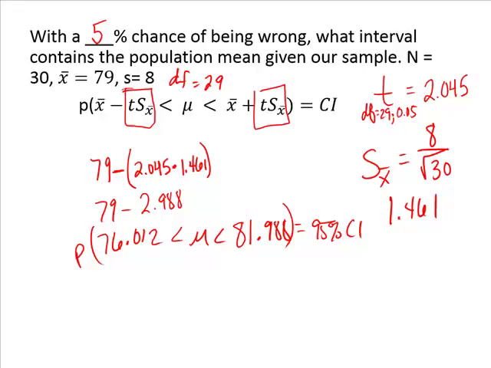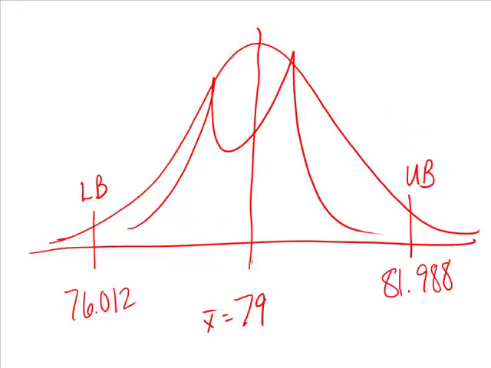What interval contains the population mean given our sample? Well, all we had to do is think about this in terms of a graph. We draw our distribution. I know it looks ugly, but that's okay because it's still a bell shape. It does not have to be exact. We used the information we had, and we determined what two values of x we think our population mean is in given our sample.